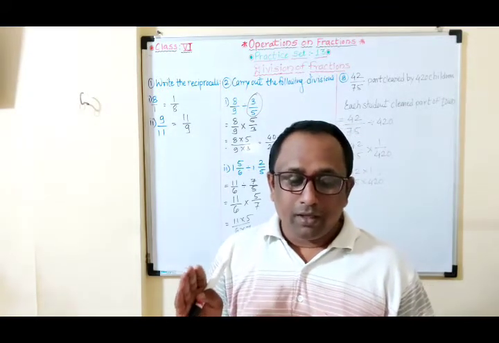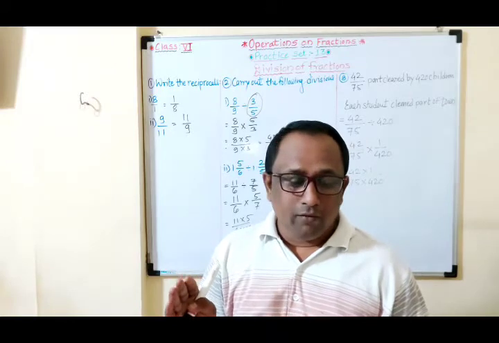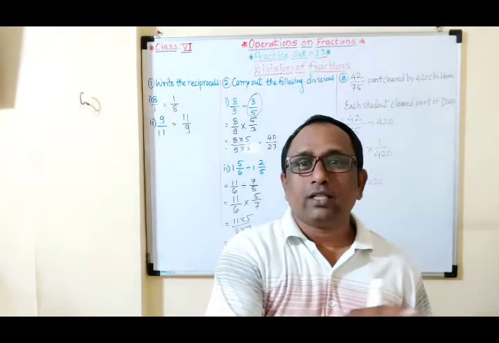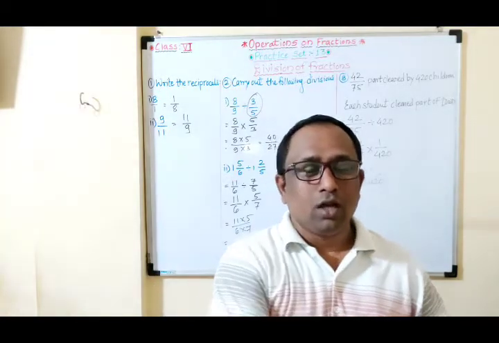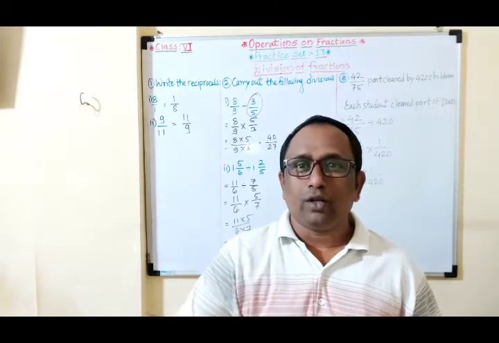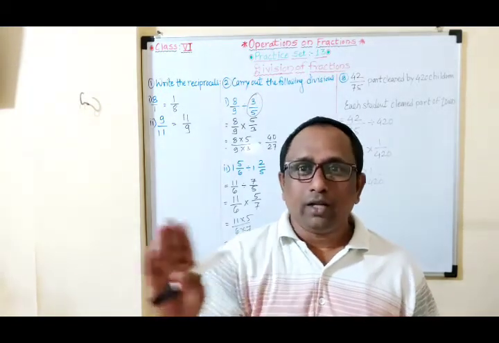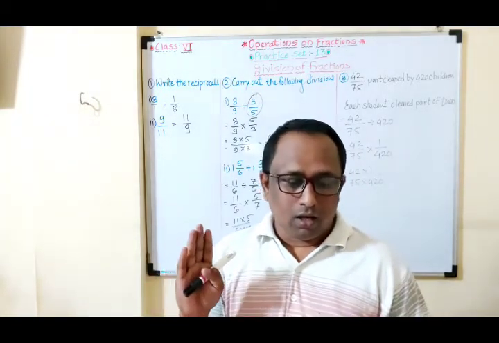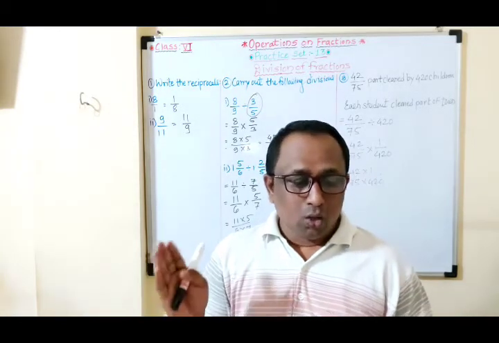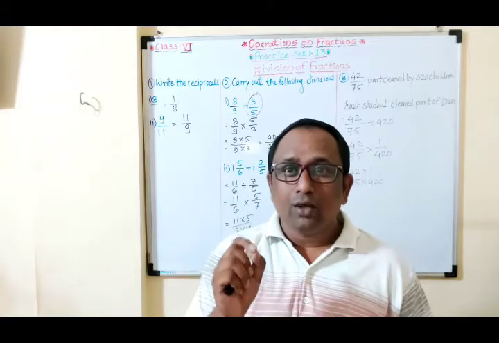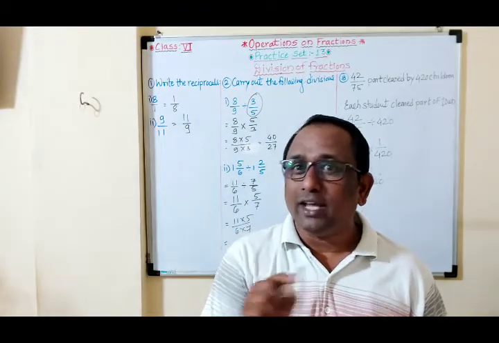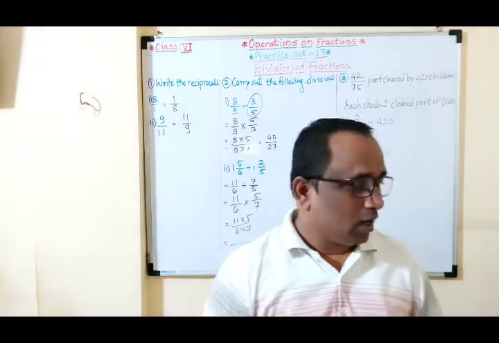What part of Sevagram did each student clean if the work was equally shared by all? Okay, if the work is equally shared by all the students, so the 420 students equally share the part to clean. Okay, no one more, no one less. So we have to find what part every student got for cleaning. Okay, part, not the area. Okay, so part.